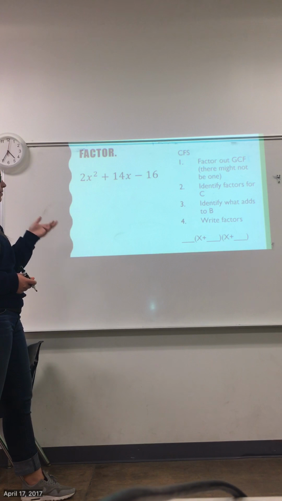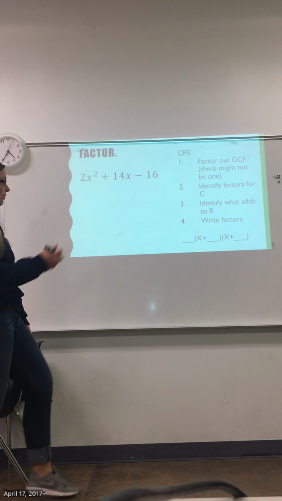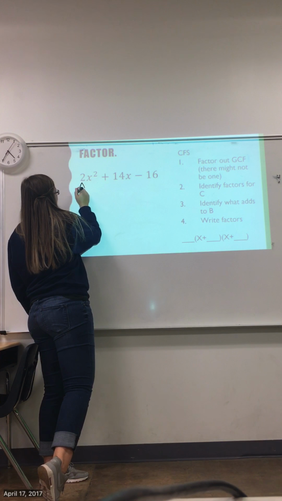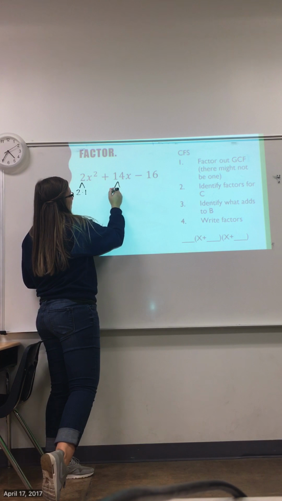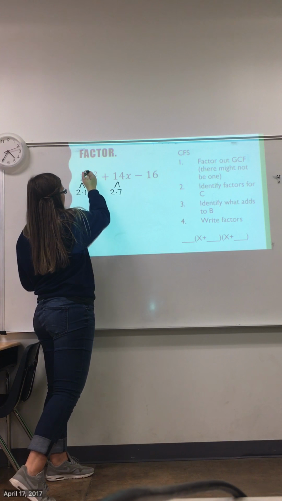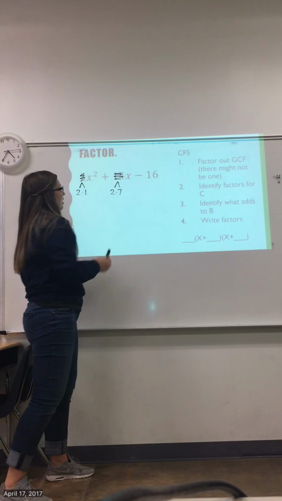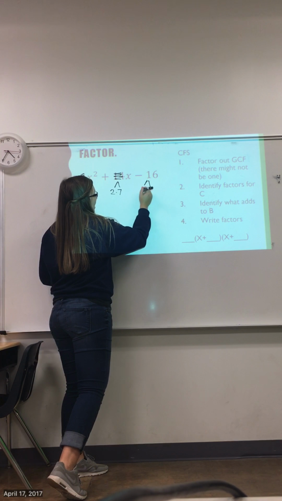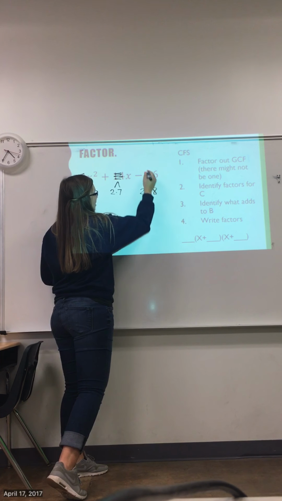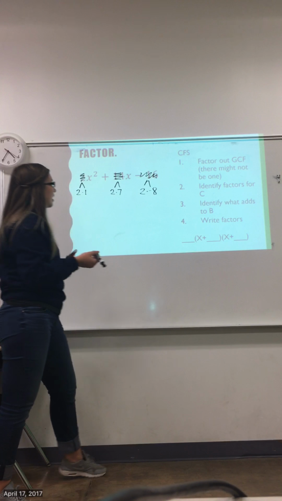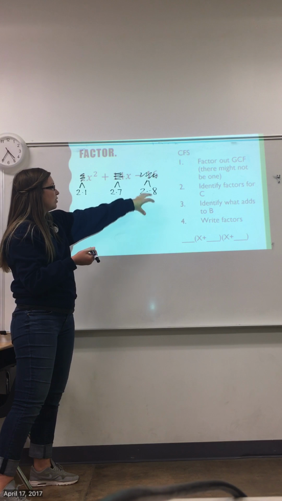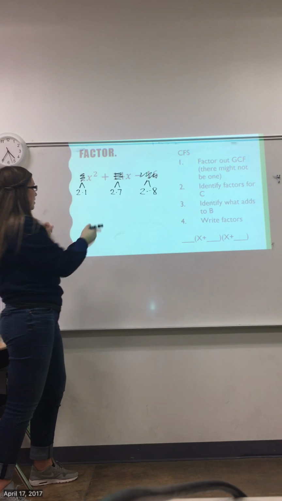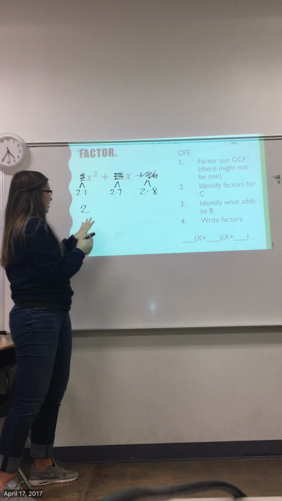Now I would think, well, they're all even numbers, so 2 is going to go into all of them. 2 times 1 gives me 2. 2 times 7 gives me 14. And 2 times a negative 8 is going to give me that negative 16. Okay, if I have a 2 here, a 2 here, a 2 here, we're going to factor that out in front because they all have that in common.